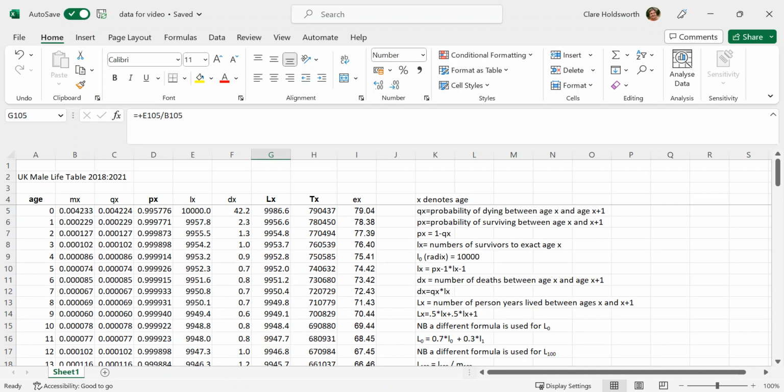So that's the big LX. I just have to say a little bit about the big L0. It is not reasonable to assume in the first year of life that deaths are evenly distributed. Infants who die in the first year tend to die closer to birth than they do closer to their first birthday. So here we have to make an assumption that the infants that die during that first year do not contribute half a year of life.